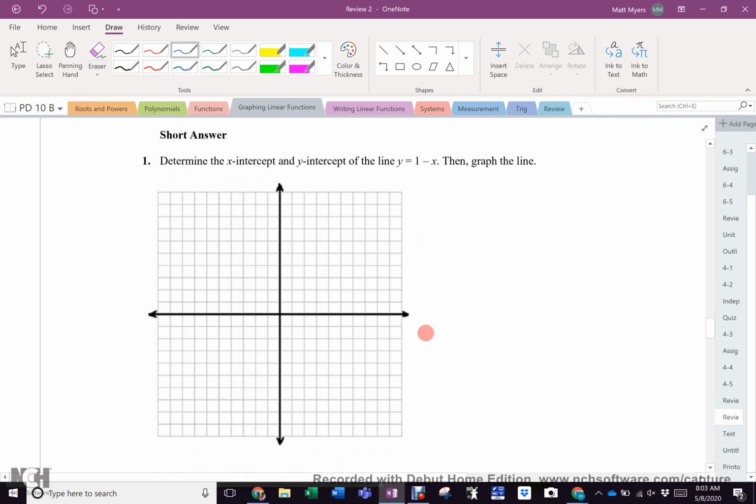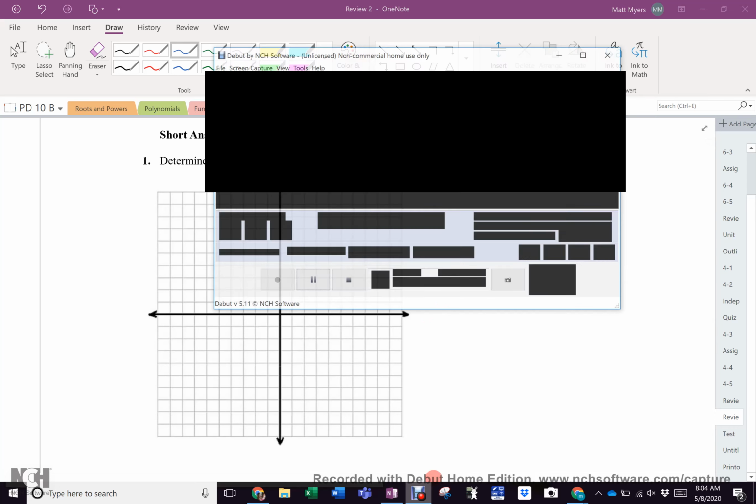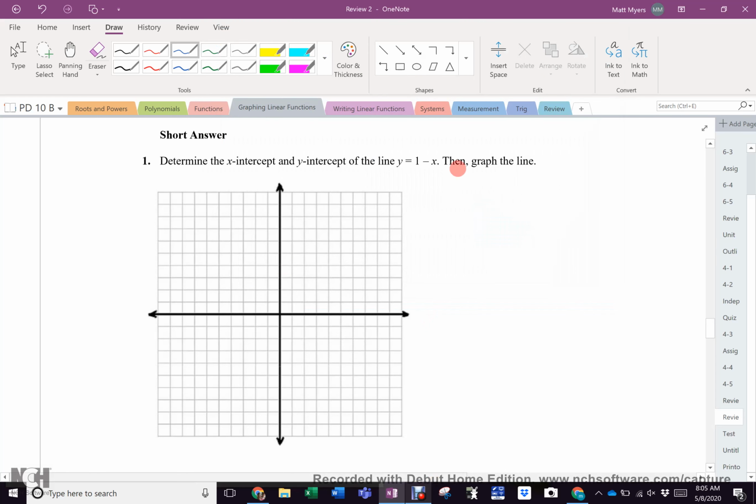Then I wanted you to determine the x and the y intercept and graph it. I think. I can't remember. I'm going to pause for a second and check exactly what we did. Yeah, the only thing is I didn't have you graph the line. I just wanted the x and the y intercept. So y equals 1 minus x.